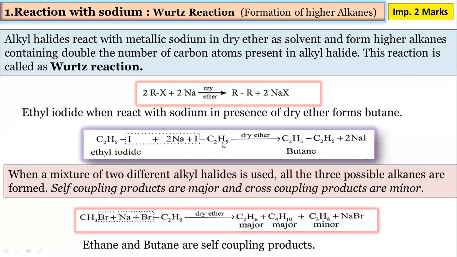This same alkyl halide reaction is already completed in 11th standard, but for the 12th standard, if 2 different alkyl halides are used, we get 3 products here. Out of these 3 products, the cross-coupling product is minor and the self-coupling products are the major. Remember what is major and what is minor. Self-coupling products are major, and cross-coupling products are minor. We can take any example here, ethyl chloride or butyl bromide. Practice at home, take different examples and write the reactions.